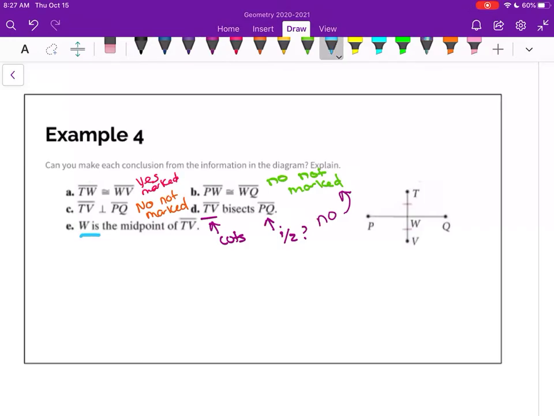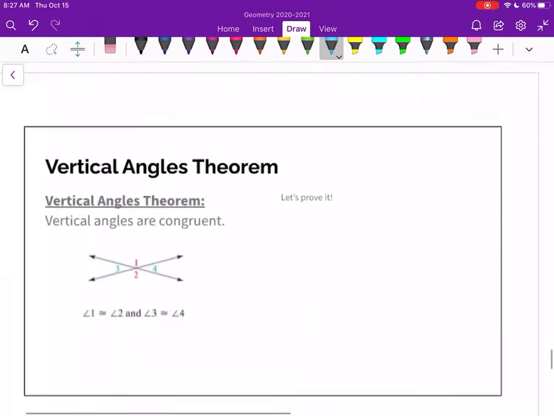Next one asks: W is the midpoint of TV. Yes, it is because I have TW congruent to WV. That's marked. Okay, and that's what midpoint means. It means it's in the middle, so my two halves are congruent.